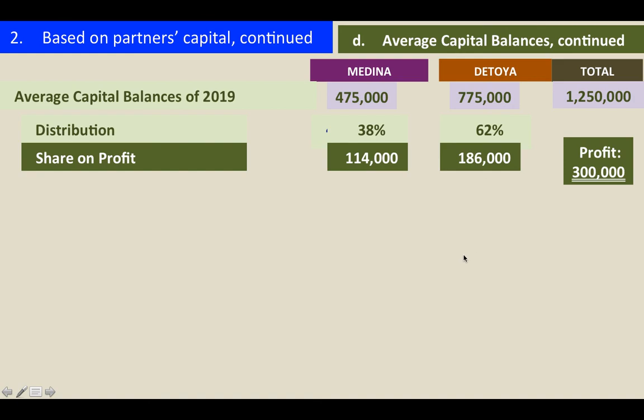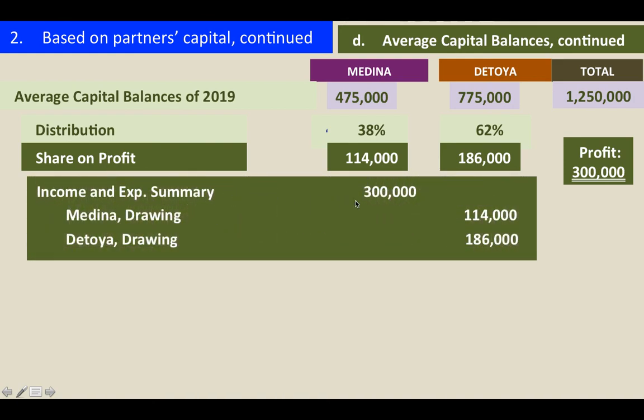That will be 186,000. So our entry, debit income and expense summary of 300,000, and then credit Medina drawing 114,000, and De Toya drawing 186,000. Okay? If you have questions, please let me know.